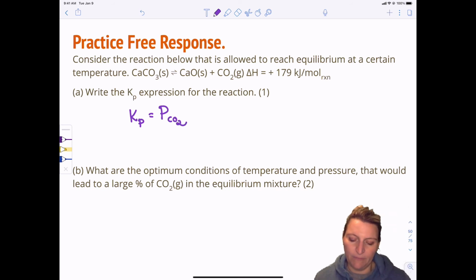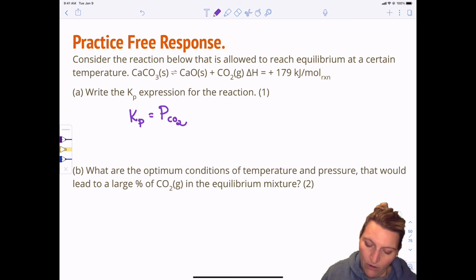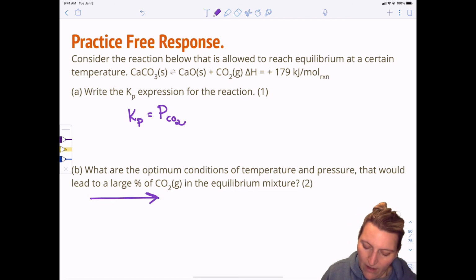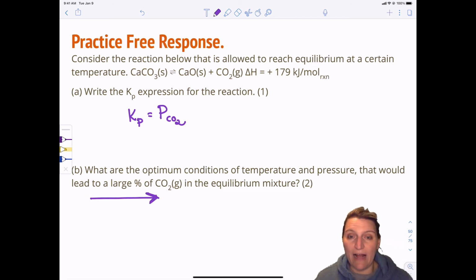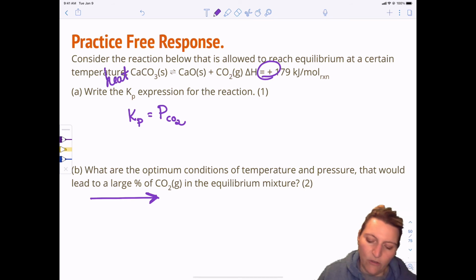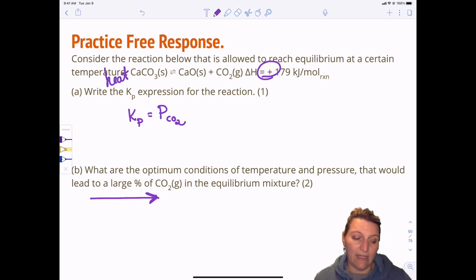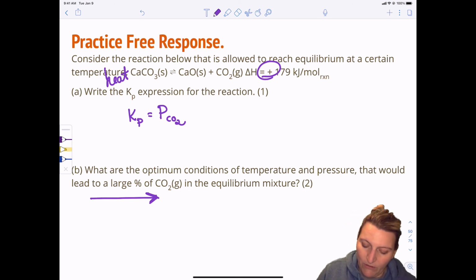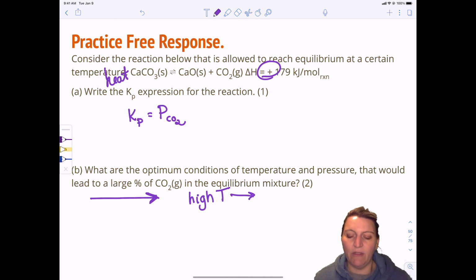That's all Kp is. B says, what are the optimum conditions of temperature and pressure that would lead to a large percent of CO2 in the gaseous mixture? So I want to make sure that I am forcing the reaction to the right-hand side, to the product side. I know that it's endothermic because this is positive. So I can put heat over here. So I know that if I want to push it to the right-hand side, I want to increase the temperature. So I would say a very high temperature would push the equilibrium to the right.